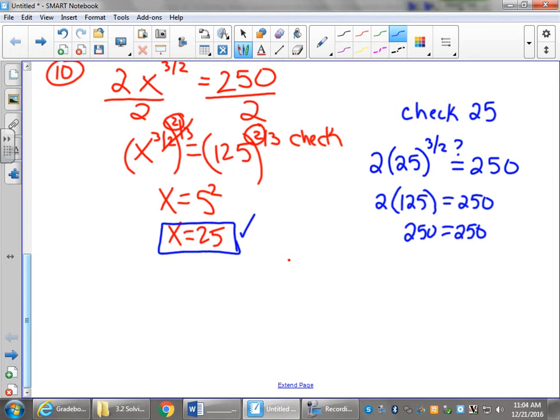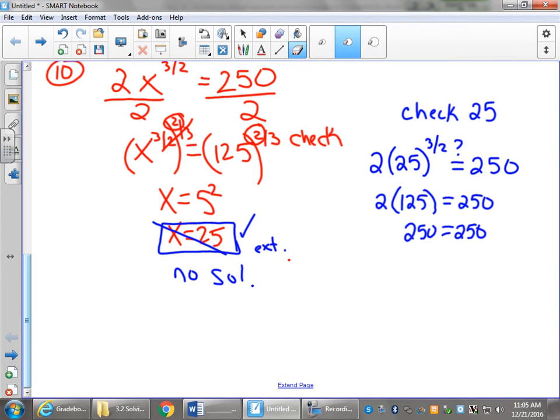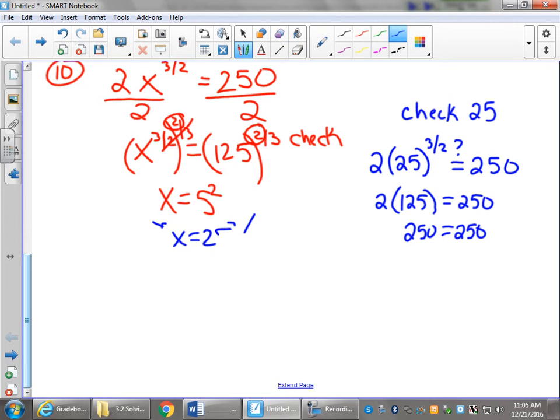Any questions I can answer so far? Yes, Crystal? Okay, so we will have one of those coming up. So let's pretend you checked and you got like negative 250 equals positive 250. That's a false statement. So what you would do is you'd come over to your answer of x equals 25. You'd cross it out. You would write extraneous next to it and then say that there was no solution to the problem, okay, when that happens. All right. But this one was good.